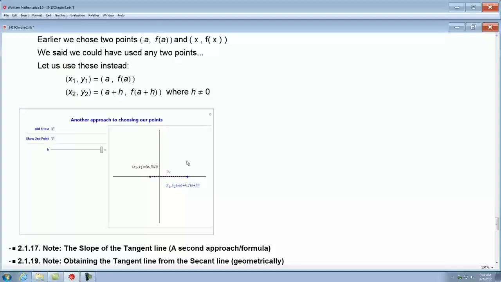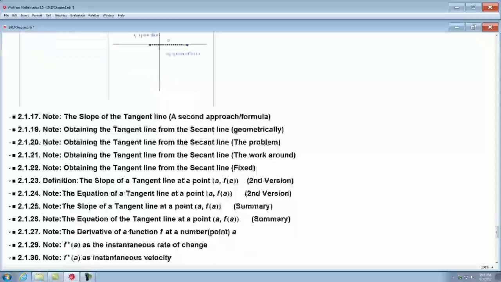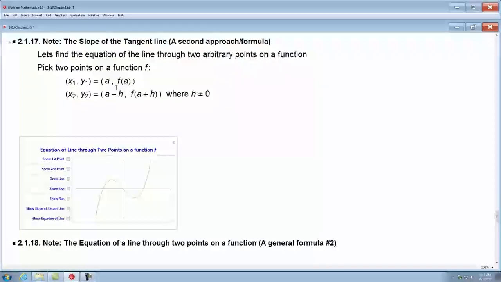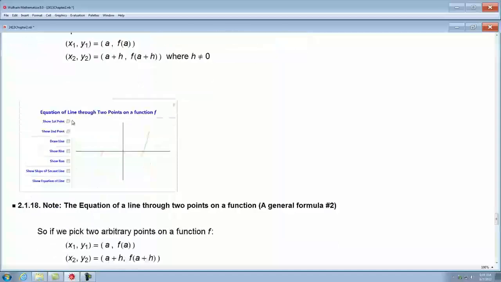I would be somewhere. But I just want you to see, instead of using a here and x, I'm using a and then a plus something, a plus h, to get to my second point. Now, when we do this, let's see how things change. Okay, I have these 2 points now. And my first point here is a, f of a. My second point is a plus h, f of a plus h.